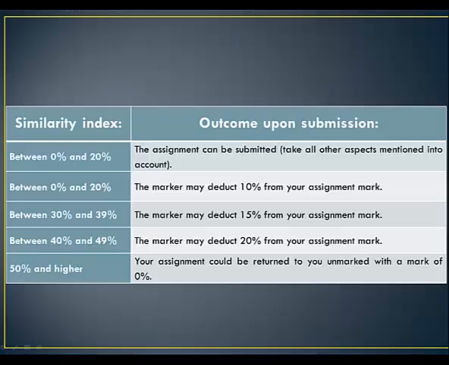We will accept assignments with a similarity index between 0% and 20%. 21% to 29% has a possible penalty of 10% to your assignment mark, and assignments between 30% and 39% hold a 15% possible penalty to your assignment total. Those with an index between 40 and 49% could lead to a possible penalty of 20% to your final assignment total, and assignments with a similarity index of 50% or higher will receive 0% and the assignment will be returned to you unmarked.